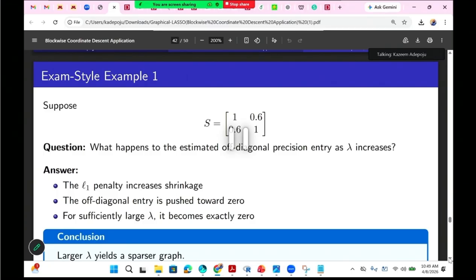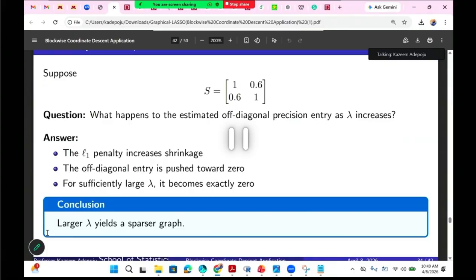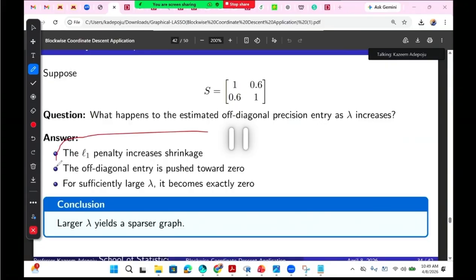So the answer to that question is this. In case I ask you in the exam: the L1 penalty increases shrinkage. The off-diagonal entries are pushed towards 0, and for sufficiently large lambda, they become exactly 0. So you have a sparser graph.